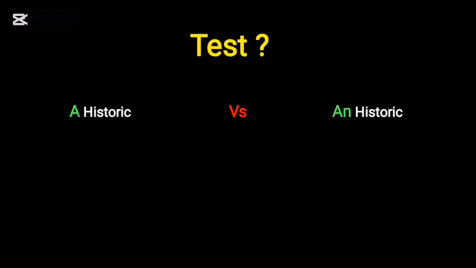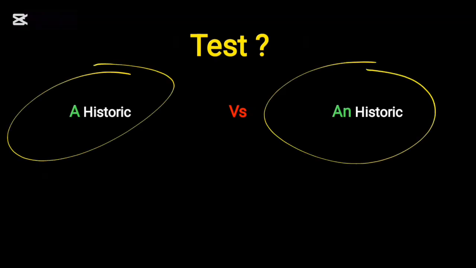So here is a test which you saw on the thumbnail: which one is correct, "a historic" or "an historic"? It is a question or test for you. If you search this, you will see that grammatically "a historic" is correct. But I have heard "an historic" from native speakers, as you might have too. So comment it below if you know.